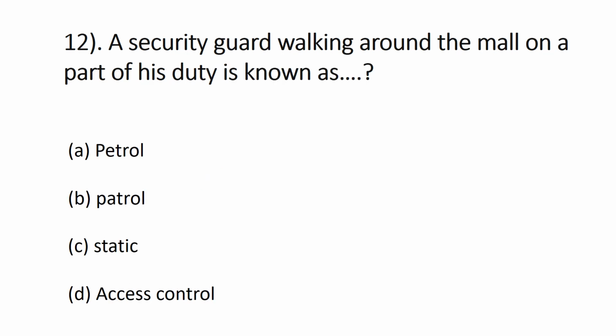Question number 12. A security guard walking around the mall on the part of his duty is known as patrol, static, or access control. What could be the right answer? The security guard goes for a tour around the building, or walking around the building or the site, is a patrol. The patrol, B, is the correct answer. A security guard walking around the mall on the part of his duty is known as patrol.